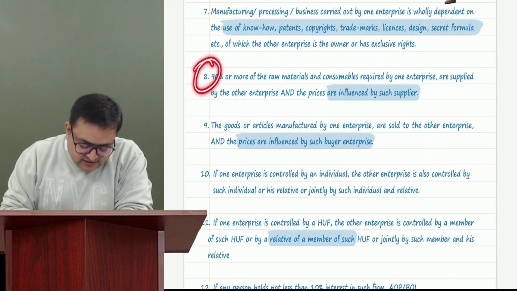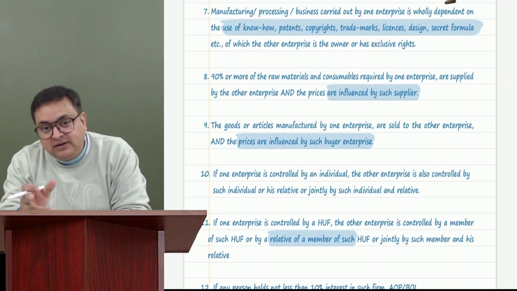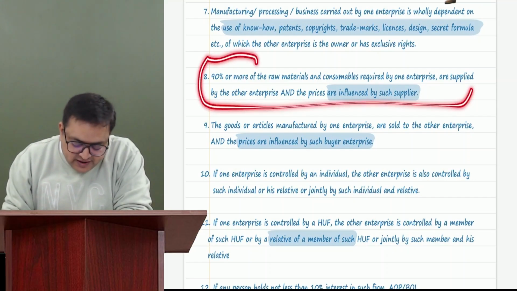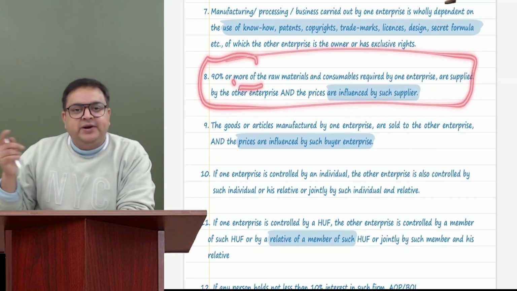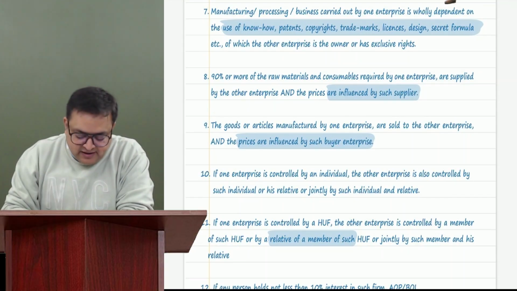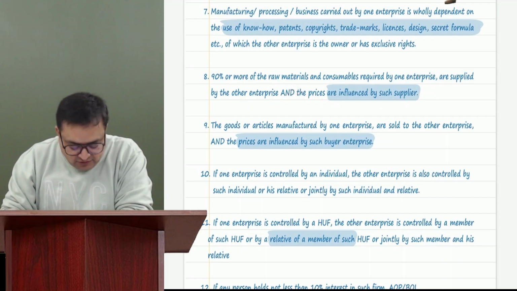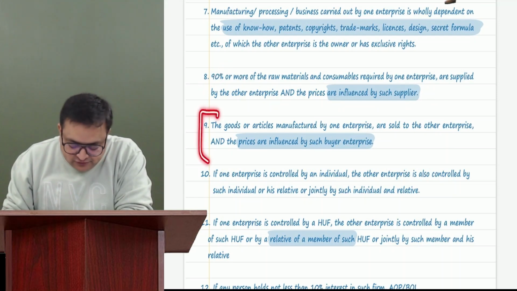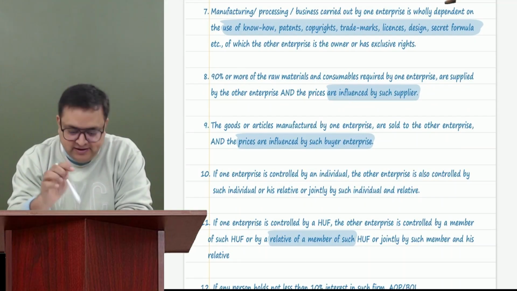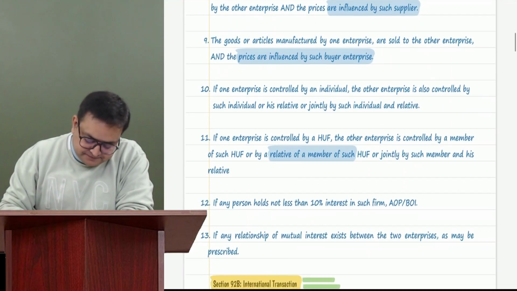Guys, here, please don't get confused. Here they were saying that the seller is deciding. Generally the seller decides, but they are also supplying 90% or more, so they are actually controlling entirely. They are supplying 90% or more of the raw material, plus they are also deciding the price. Because the buyer was not able to say a word, the entire price is influenced by the supplier. Then also it is an associated enterprise. Here also, if your buyer is deciding the prices, and there is no such condition of 90%, then you are again associated enterprises.